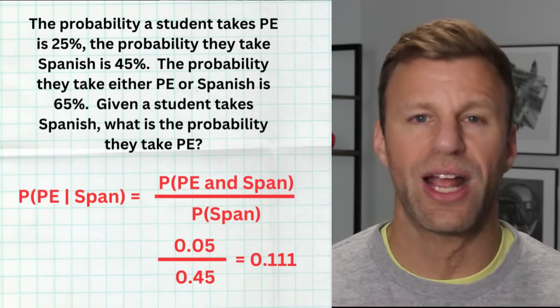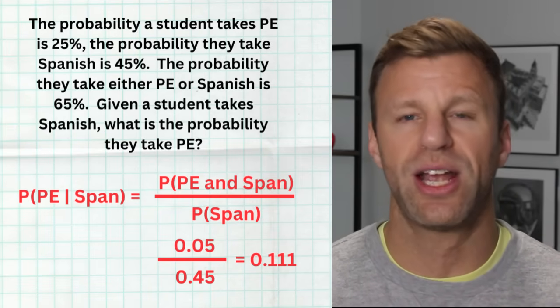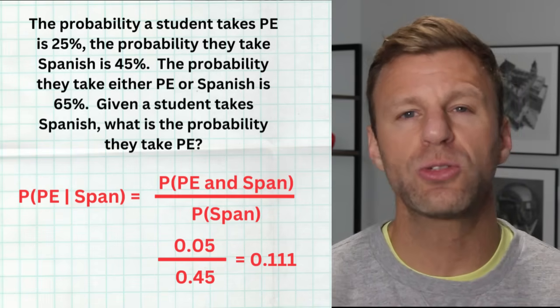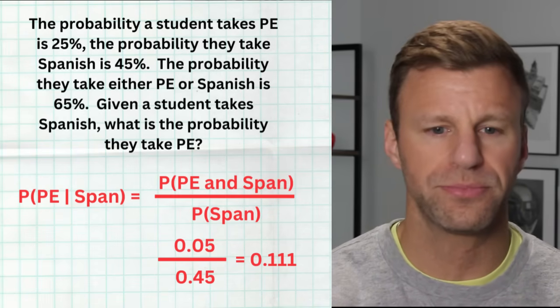So about 11% chance that given a student takes Spanish, or given that they're in a Spanish class, they're also taking physical education. But it's really just about recognizing that that's a conditional probability formula. Then we can go ahead and use the formula.